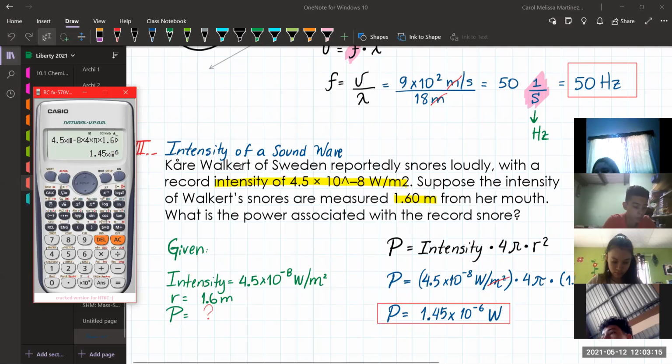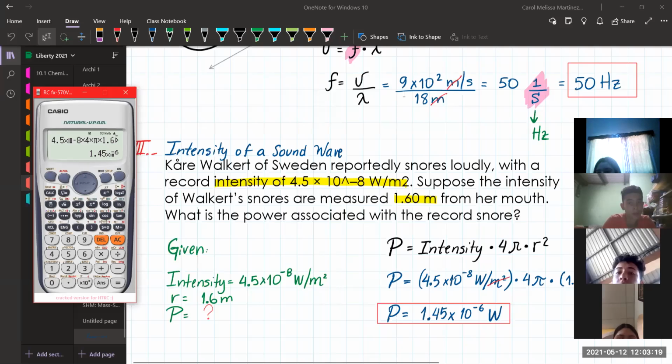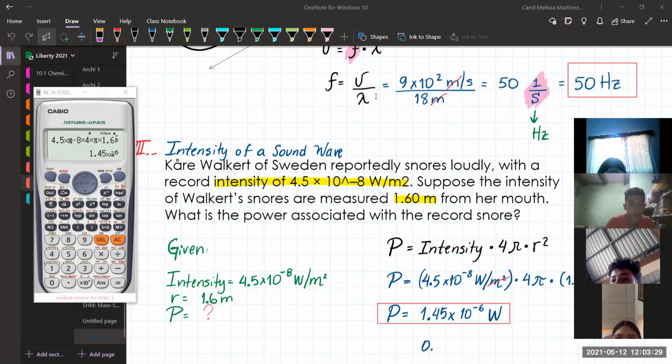Did you get the same answer as me? How do you convert to scientific notation? You can write it in scientific notation, or if you didn't, you should have this answer: 0.0000145 watts. Both are correct, okay? Both are correct.